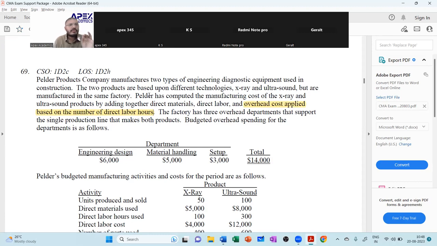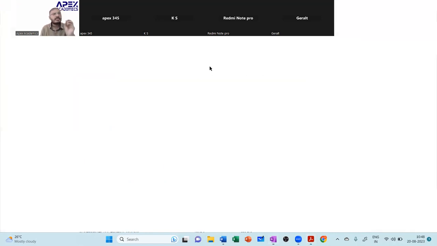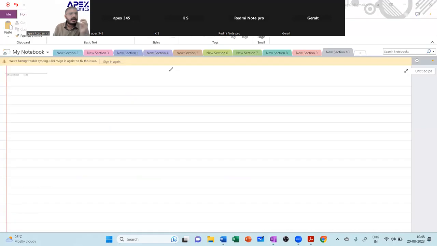What is the meaning of overheads being applied on the basis of direct labor hours? This is the first doubt that generally comes to the mind of any student, and it is a calculation that most students tend to go wrong with. Now, please understand the meaning of this concept right here.